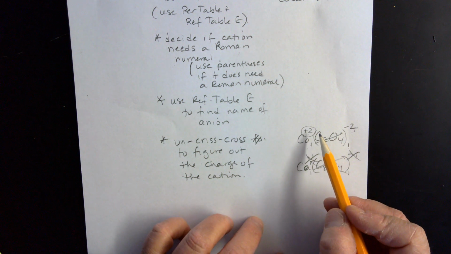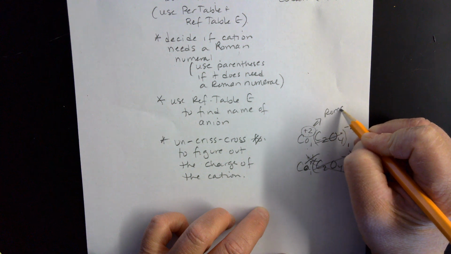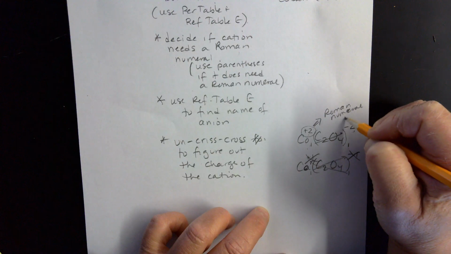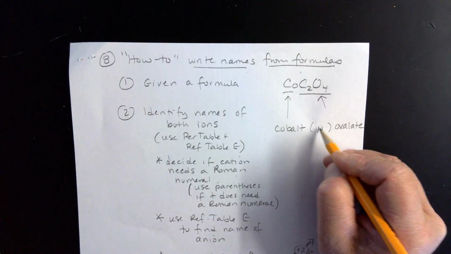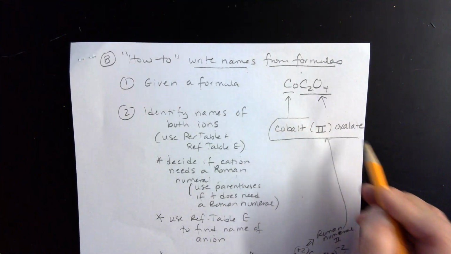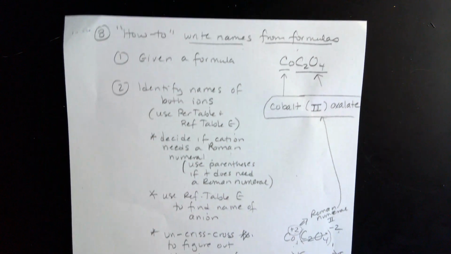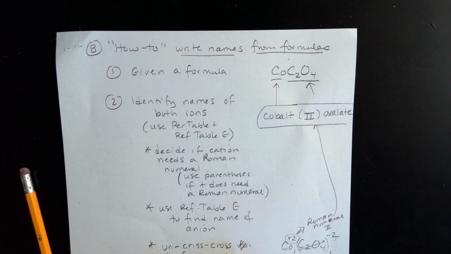So what this means, the +2 charge means the Roman numeral, we now know it. Roman numeral is a 2. So we're going to go ahead and put that up into the name. And we now know that our compound is called cobalt(II) oxalate. All right, so at this point you have written the names of these compounds given a formula.